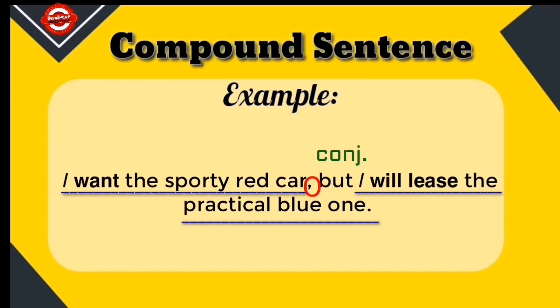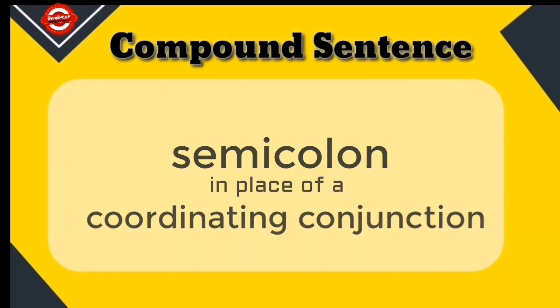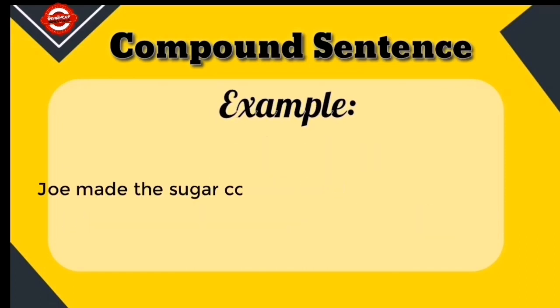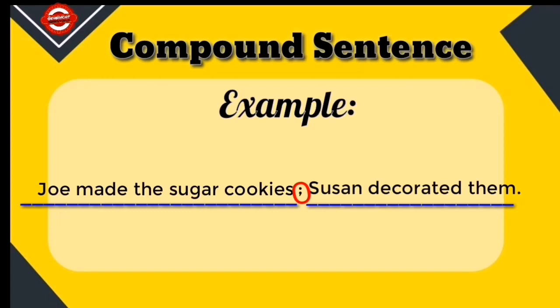The same rule is applied if you're going to use a semicolon in place of a coordinating conjunction. For example, Joe made the sugar cookies. Susan decorated them. In this sentence, instead of using a coordinating conjunction, you may actually use a semicolon. Its presence in the sentence does not affect the number of subjects and the number of verbs. Just like a coordinating conjunction, a semicolon also connects two independent clauses. And that's the end of our discussion for compound sentence.